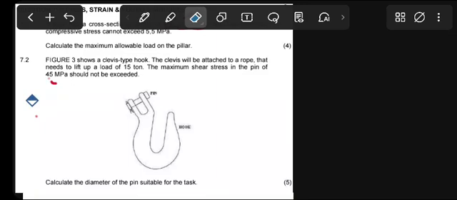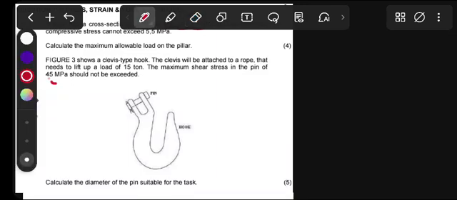It says calculate the diameter of the pin. We want the diameter of the pin. How can we do that?